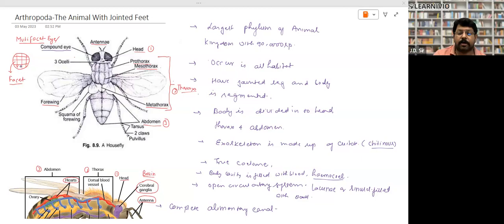Their eye is made up of small tile-like structures. These tile-like structures are called facets, right? They have a number of facets, so this is called multifacet. So either you can call it a multifacet eye or a compound eye, right?